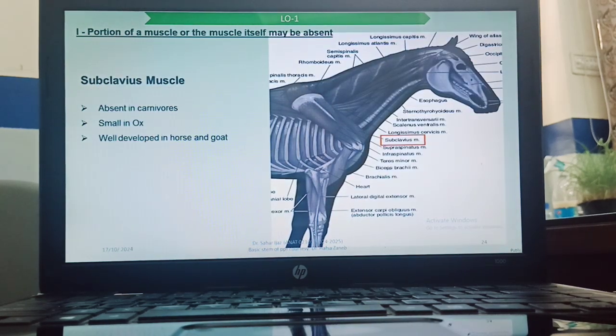Then subclavius is one muscle, which is, as shown in the figure, the location on the cranial border of the scapula is visible, but it is actually attached with the sternum and the first few cartilages of the ribs. This is where it is attached on one end. The other end is reaching on the cranial aspect of the scapula. This is called as cranial pectoral muscle.